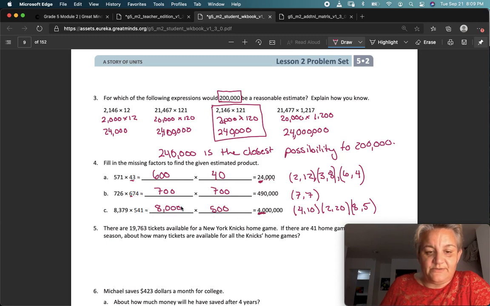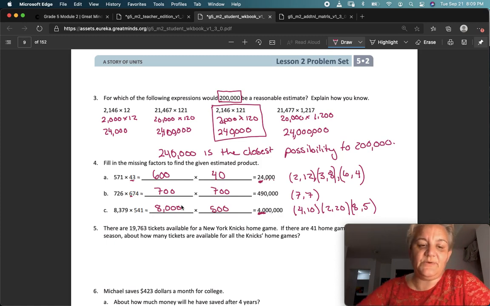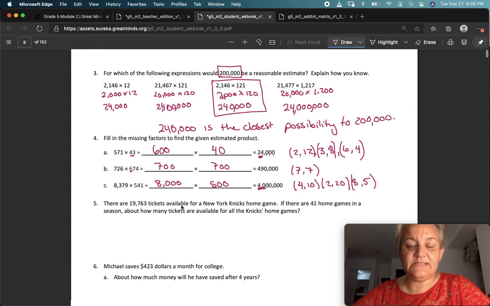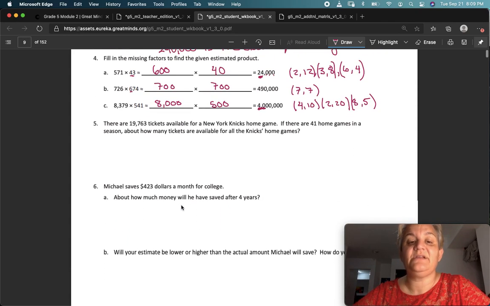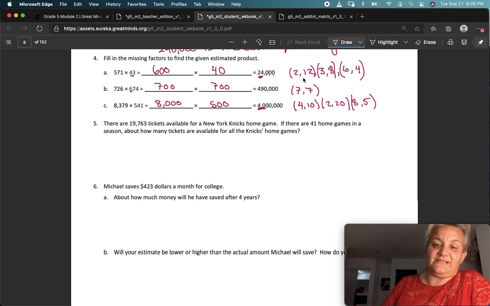And then 1, 2, 3, 4, 5 zeros. Good. So you need to know your math facts. If you are still struggling with your multiplication math facts, you need to practice. If you do not know these factors from the top of your head, okay, you are not ready for 5th grade math because math facts are essential to what we're doing, okay? So practice, practice, practice.